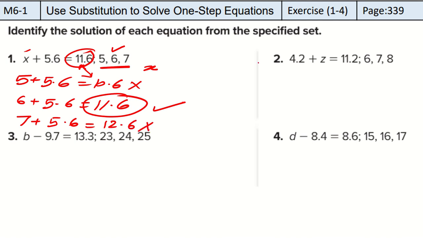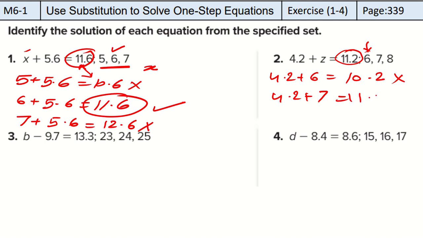Now for number 2, same method. Put value of z as 6. So it will be 4.2 plus 6 is equal to 10.2. But here we have 11.2. So this is not the correct answer. Take 7. So 4.2 plus 7 will be 11.2. So this is the correct answer. So 7 is the correct answer.